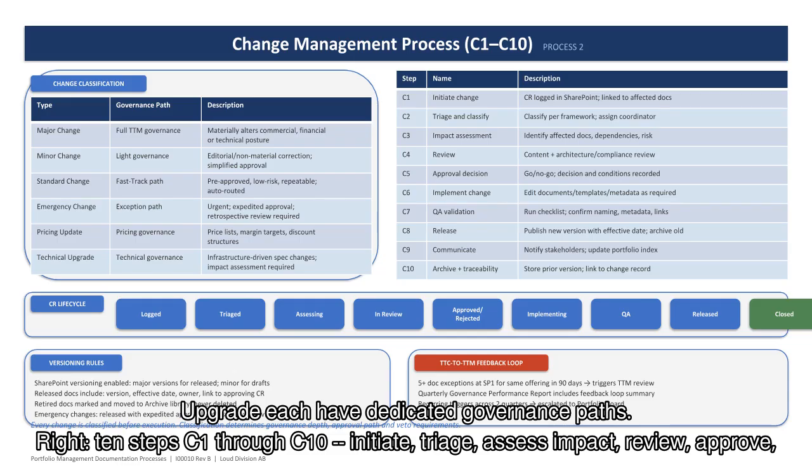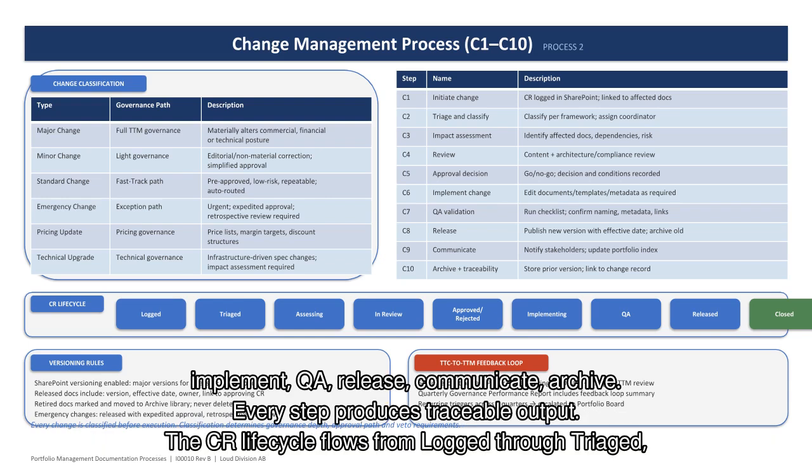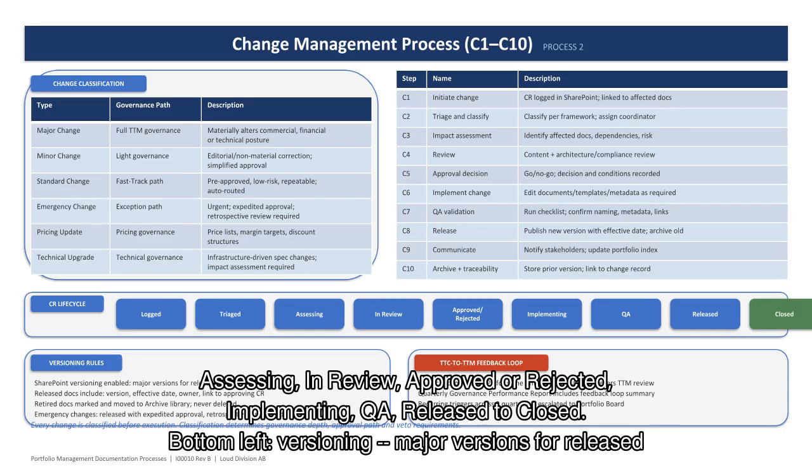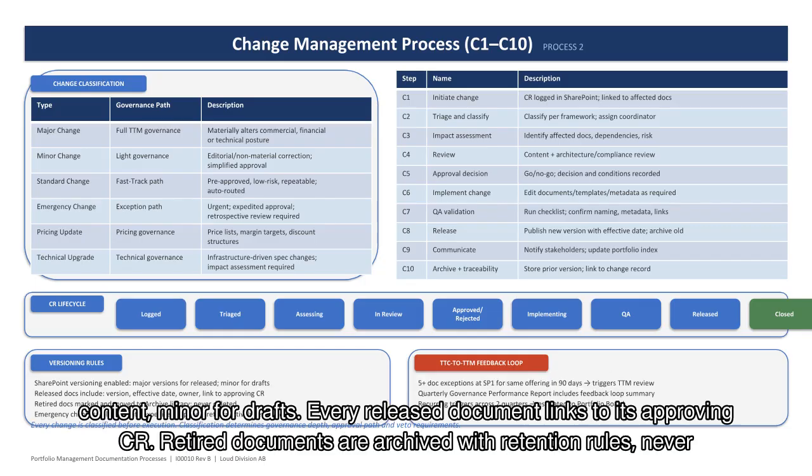Right, 10 steps, C1 through C10: initiate, triage, assess impact, review, approve, implement, QA, release, communicate, archive. Every step produces traceable output. The CR lifecycle flows from logged through triaged, assessing, in review, approved or rejected, implementing, QA, released to closed.